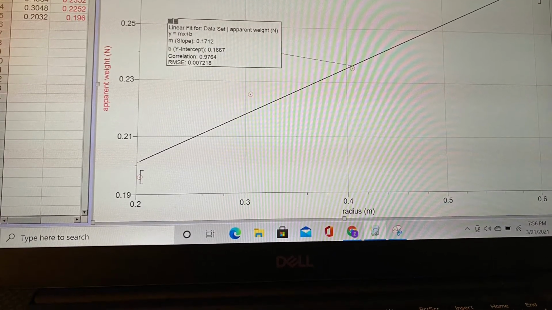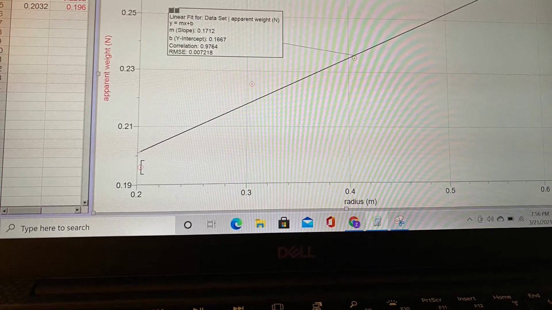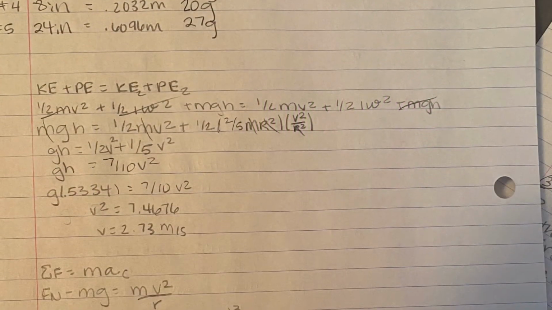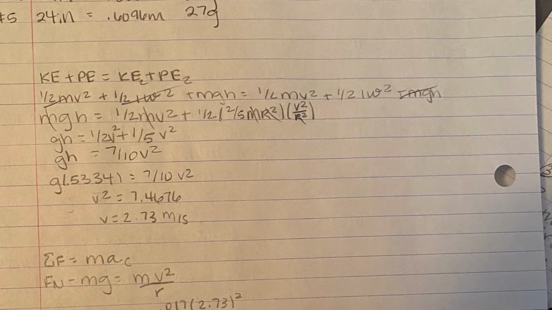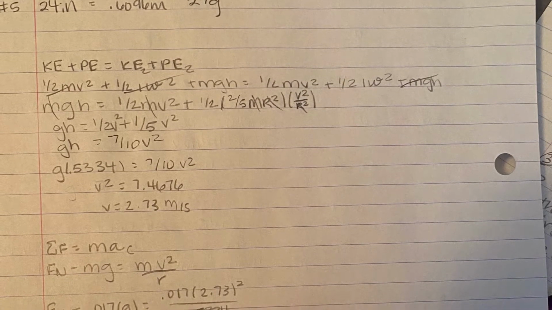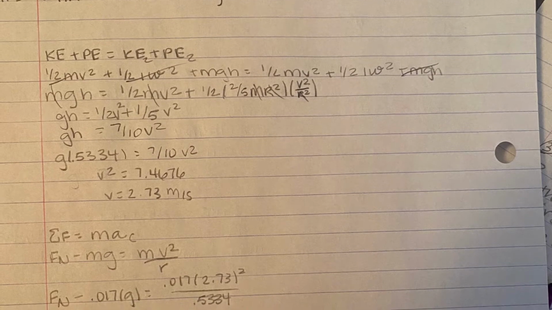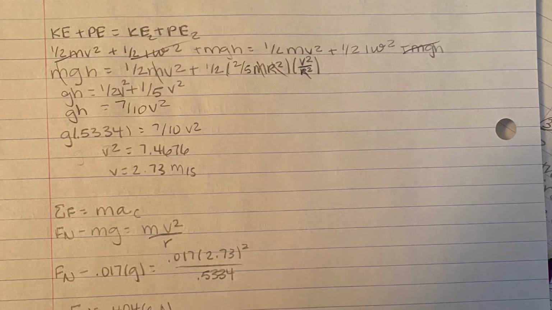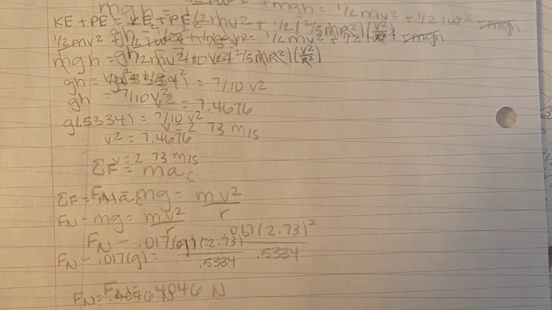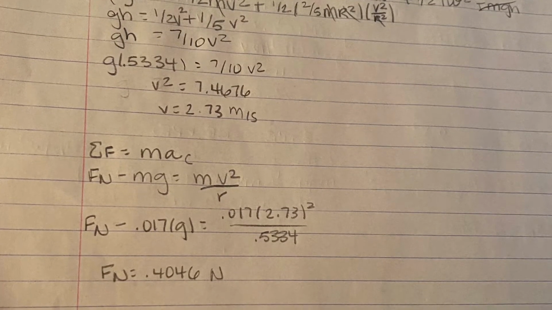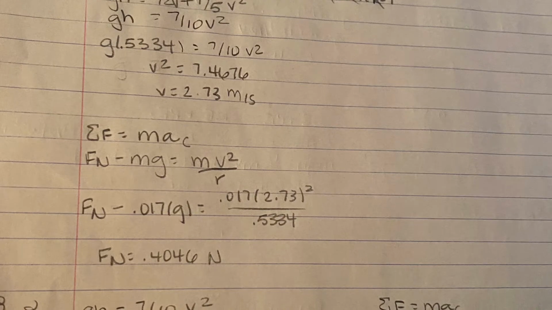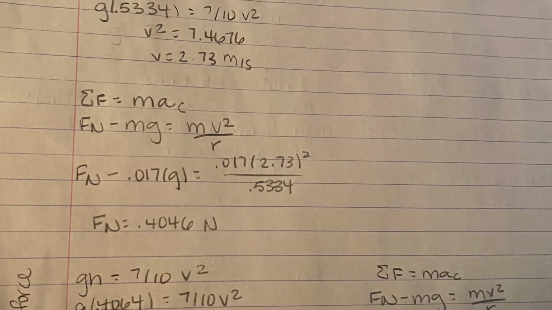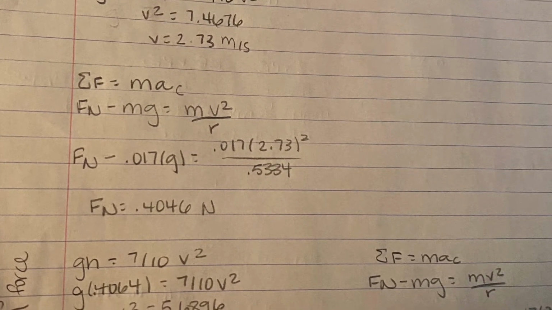This graph is my experimental data from my lab. I converted my radius to meters and the mass of the marble to kilograms, and then I was able to find the velocity of the marble at the apex of the curve by using the conservation of energy. Using the velocity that I calculated using the conservation of energy, I was able to find the apparent weight by using the formula force equals mass times the centripetal acceleration.